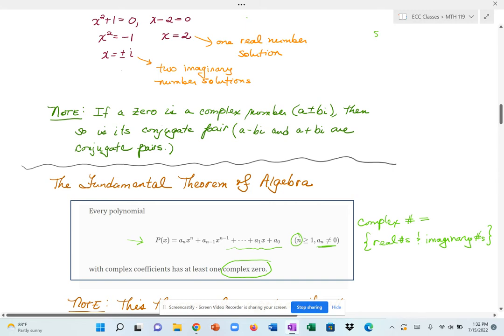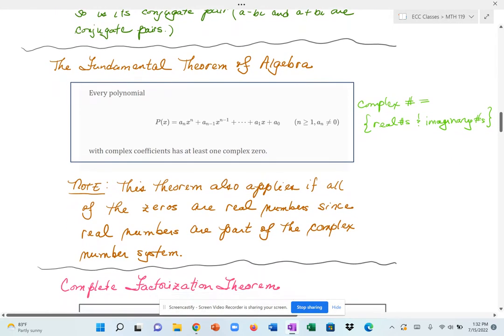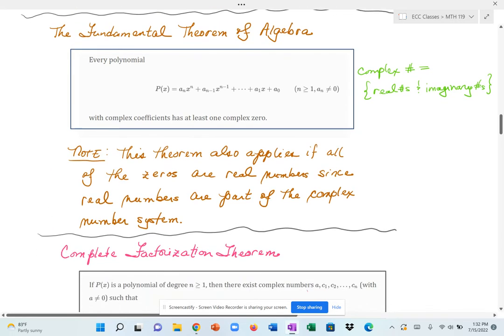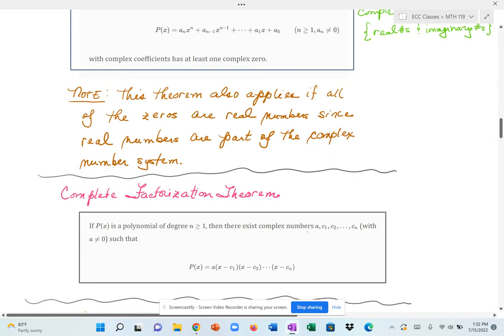So, in other words, you'll be able to solve any one of these. It could be a real number result, but it could be imaginary or a combination of both. So this is what I was just emphasizing here. It applies if all of the zeros are real numbers, since real numbers are also part of the complex number system. Okay, so we have something called the complete factorization theorem.